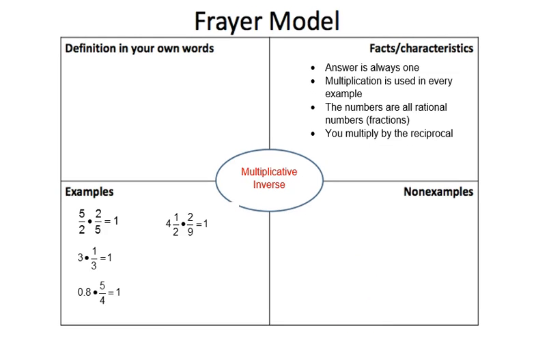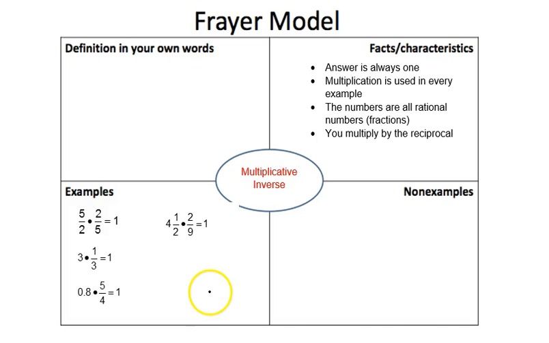All right, our last property. You're probably thinking, so am I. This last property is the multiplicative inverse. I saved the most difficult for last. Go ahead and look over these examples. Let's talk about some characteristics they have in common. Each answer is 1. Multiplication was used in every problem. They all had rational numbers, numbers that can be changed into fractions.